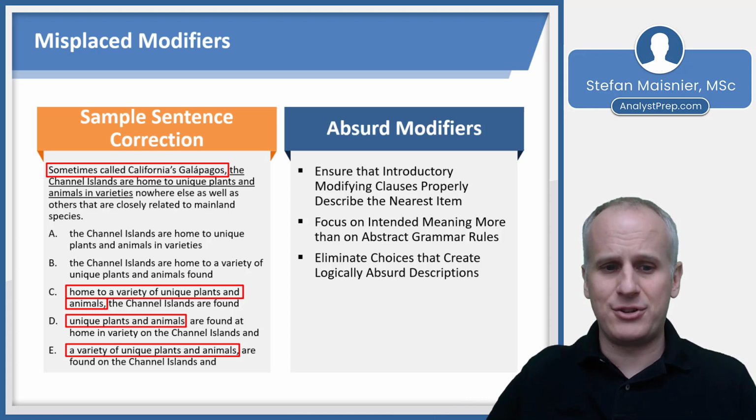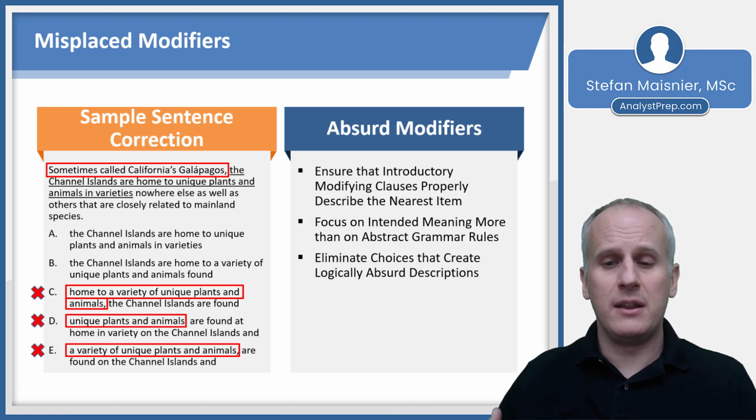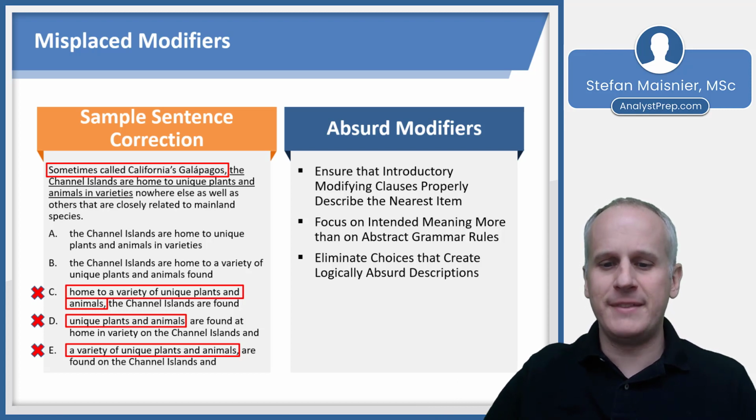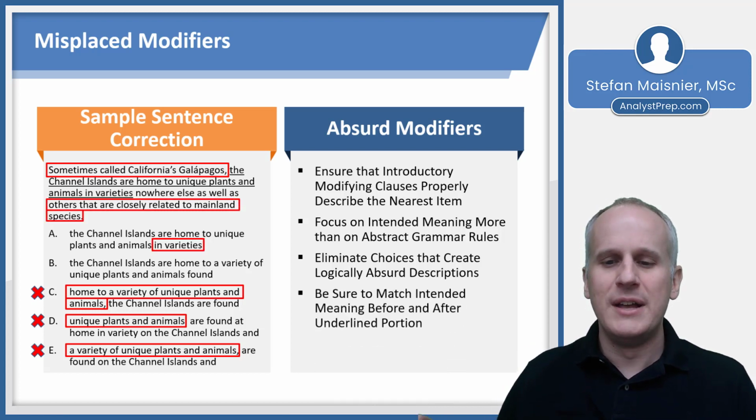So we can eliminate choices C, D, and E pretty quickly just for having those logically absurd descriptions because they don't make sense as the thing that are sometimes called California's Galapagos. It's not going to be a home. Unique plants and animals can't be called this thing, and a variety can't be called this thing. So now we want to make sure that we match the intended meaning before and after the underlined portion.